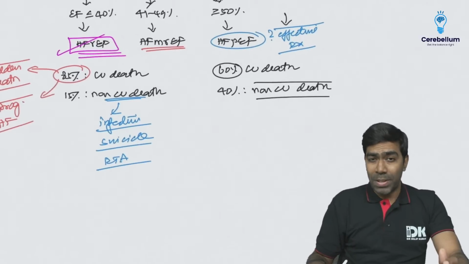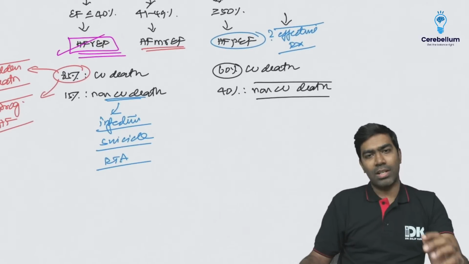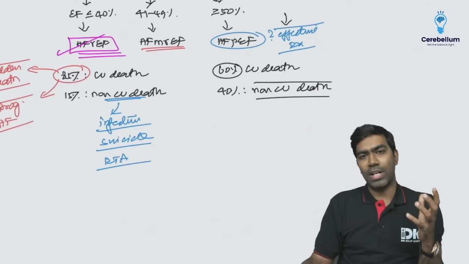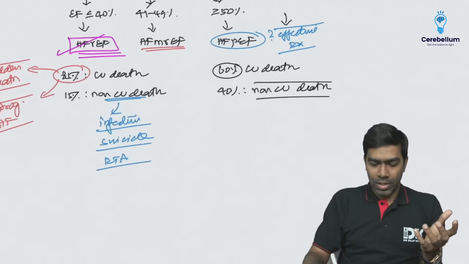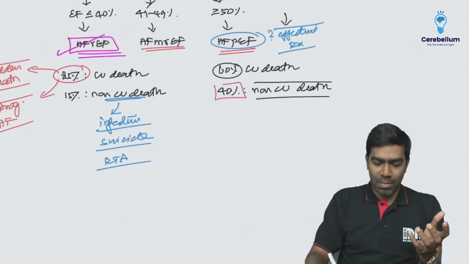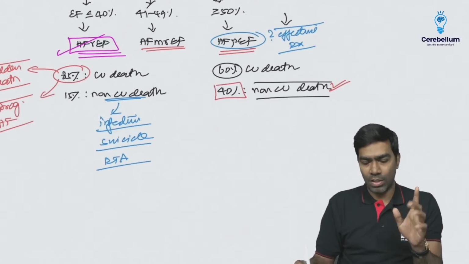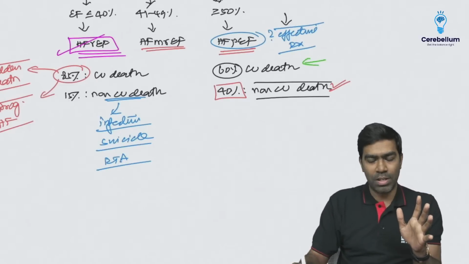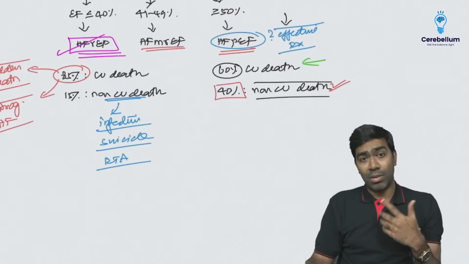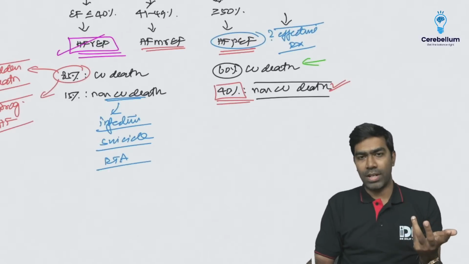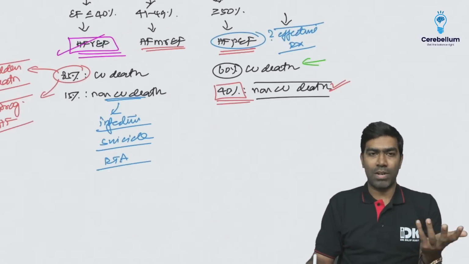If it's HFpEF. So what the exam question asked in 2021 to be precise, is HFpEF patients tend to have higher proportion of non-CV death. That's correct. Even though the most common cause of death in HFpEF patients is also still cardiovascular death only, there are more patients who are dying out of non-CV death in HFpEF compared to HFrEF.